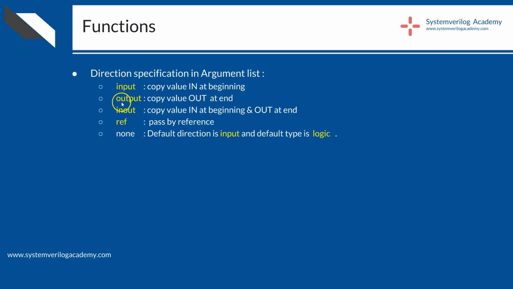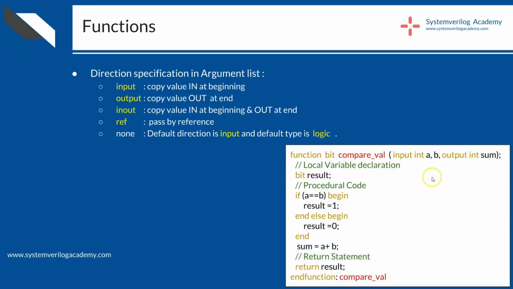In the argument list of the function, you can optionally specify the direction of the formal arguments as any of these: input, output, inout, or ref. The direction can be given as shown here, like input int a. If the direction is input, the values of the actual arguments will be copied to the formal arguments at the beginning of the function execution. In other words, the values of the arguments in the function will be copied from the arguments at the function calling place, at the beginning of the function execution.